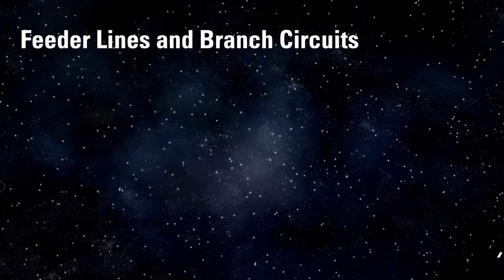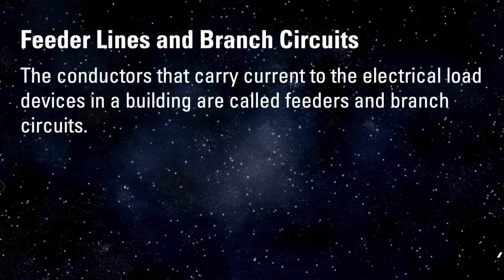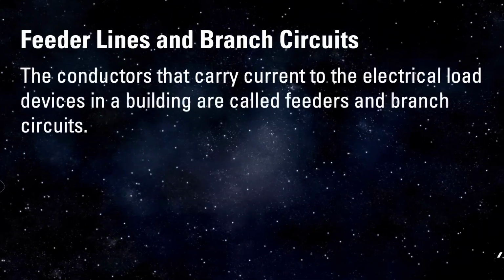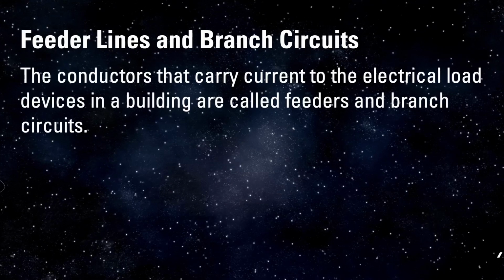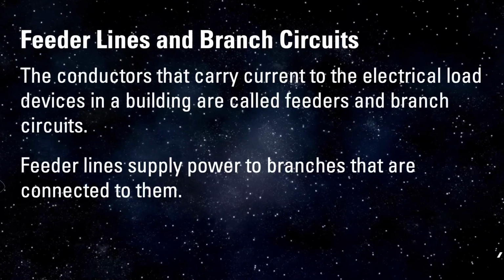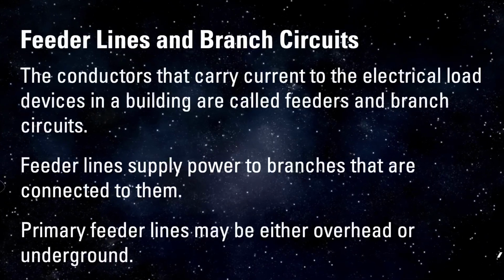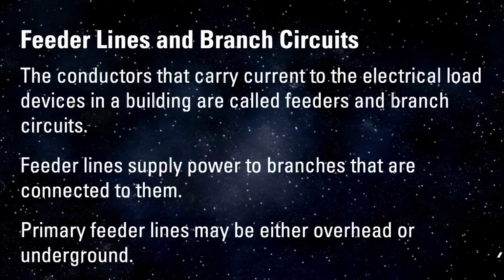Feeder lines and branch circuits. The conductors that carry current to the electrical load devices in a building are called feeders and branch circuits. Feeder lines supply power to branches that are connected to them. Primary feeder lines may be either overhead or underground.